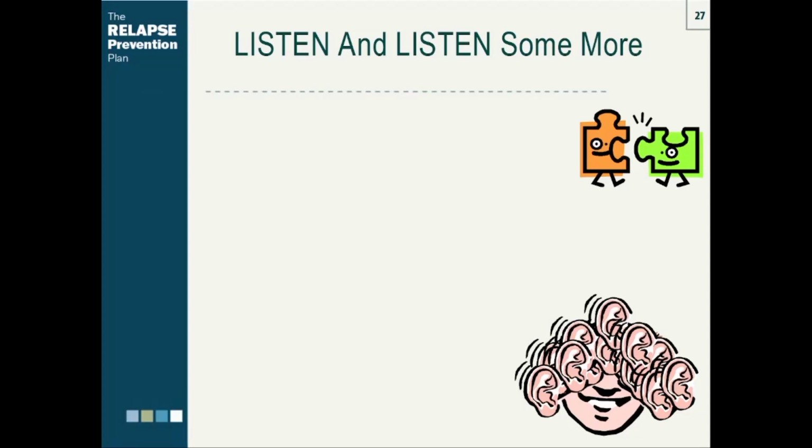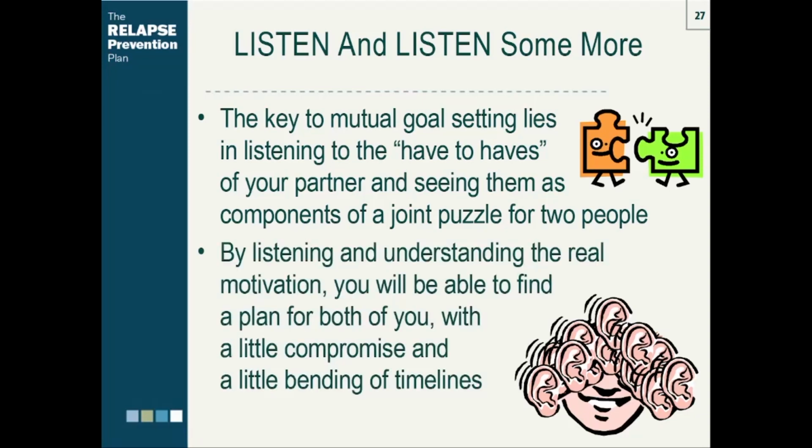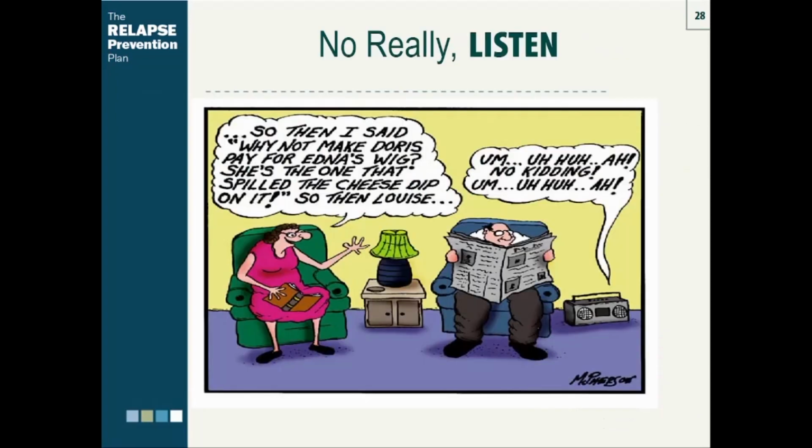So listen and listen some more. The key to mutual goal setting lies in listening to the have-to-haves of your partner and seeing them as components of a joint puzzle for two people. By listening and understanding the real motivation, you will be able to find a plan for both of you, with a little compromise and a little bending of timelines. Oh boy, so no, really, actually listen.